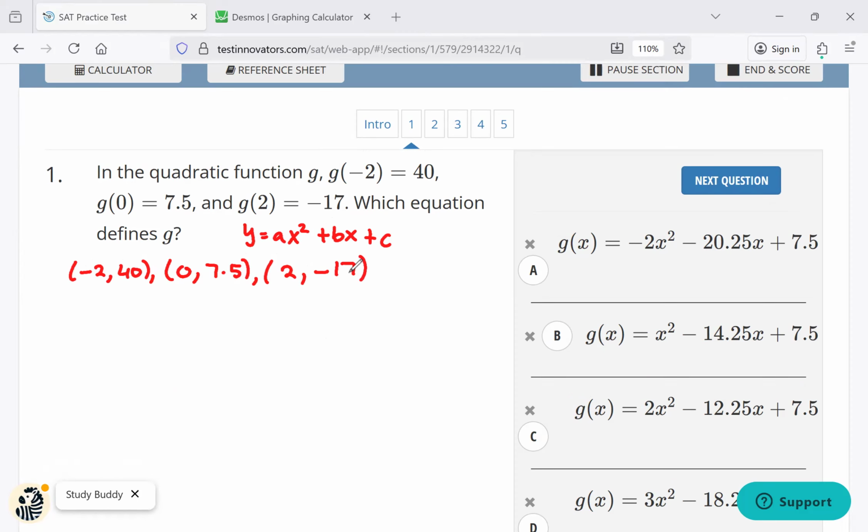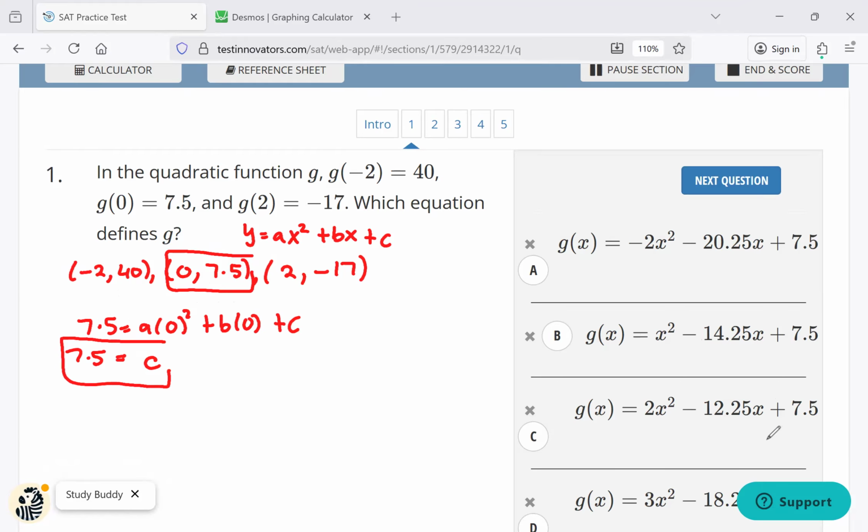Okay. So what I'm going to do is plug in these points. I'm going to start with this point because I have a 0 somewhere. So that's good. That means something cancels. So if I plug in that point, my y is 7.5, my x is 0. When I put it all together, you get c equals 7.5. So I'm going to box it. Unfortunately, they all have 7.5 as your c, so we can't eliminate. So our equation is going to be y equals ax squared plus bx, and my c is 7.5. Okay, so all I got to do is find my a and my b.